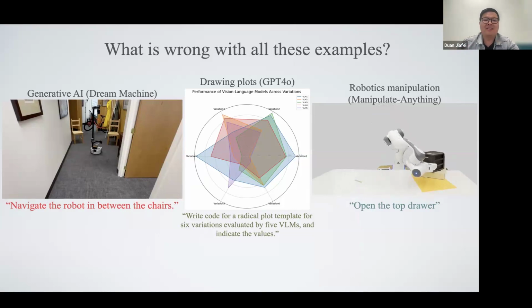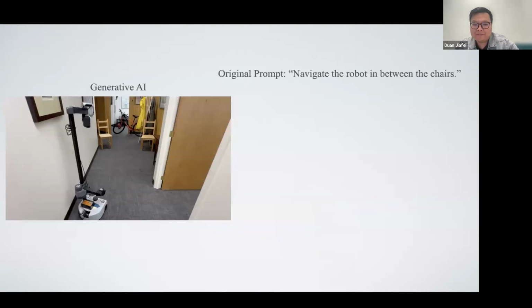So the question I have for everyone is, what's wrong with all these examples? Clearly all these examples are wrong because they are not doing exactly what the language instruction is telling you to do. To navigate in between the chairs, the robot did not reach the chair. To draw the radar plot template, the template is totally off because it's supposed to be six variations evaluated across 5 VLMs. There are no numbers, everything is off. And lastly, the robot manipulation goes for the middle drawer instead of the top drawer, which is not what you want it to be.